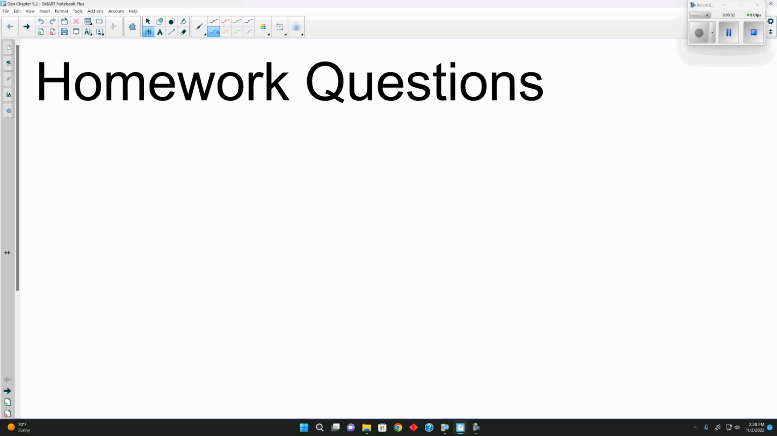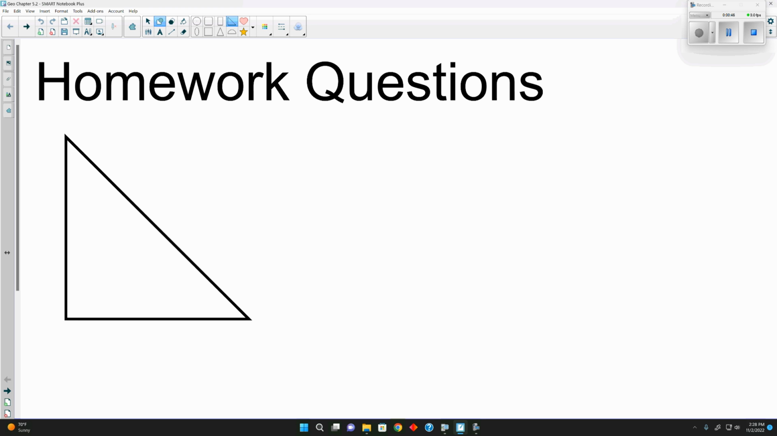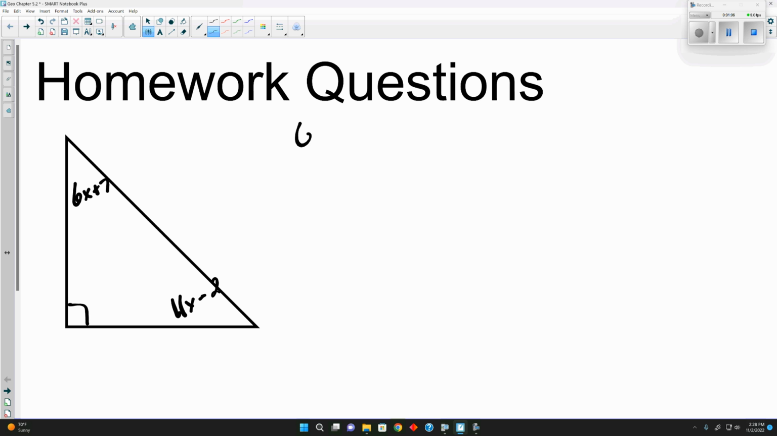Number 21. They gave us a triangle for number 21, and they told us it is a right triangle. One of the angles is 6x plus 7, and the other angle is 11x minus 2. Since we know it's a right triangle, the two other acute angles are going to add together to be 90. So we can say 6x plus 7 plus 11x minus 2 is equal to 90.